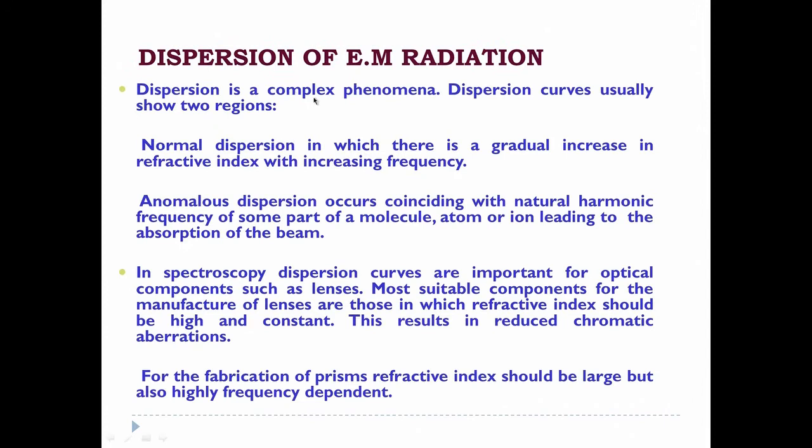So, dispersion is again another complex phenomenon. Dispersion usually occurs in two regions. One is normal dispersion, where there is a gradual increase in the refractive index with increasing frequency. Anomalous dispersion occurs coinciding with the natural harmonic frequency of some part of the molecule or atom or ion, leading to the absorption. So, in spectroscopy, dispersion curves are important for optical components such as lenses, mirrors, etc.